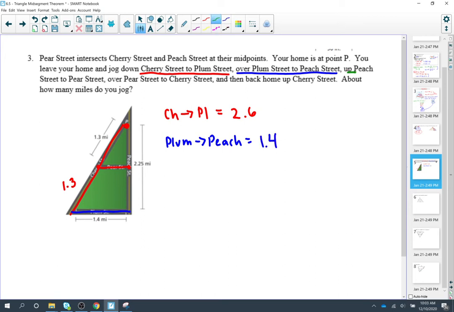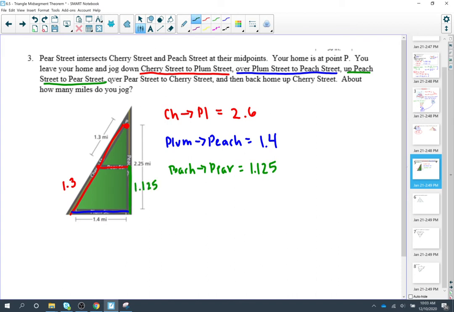Then up Peach to Pear. So up Peach to Pear, which is right there. And if the whole thing is 2.25, and I only went halfway, I know it's halfway because that's a mid-segment, so 2.25 divided by 2. So wait a minute, I didn't record that. Peach to Pear is 1.125 because we're going to cut it in half.